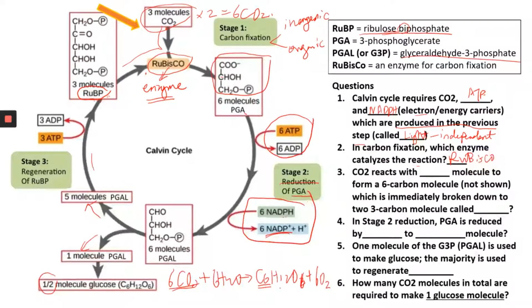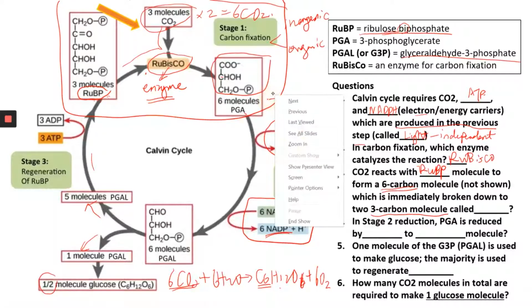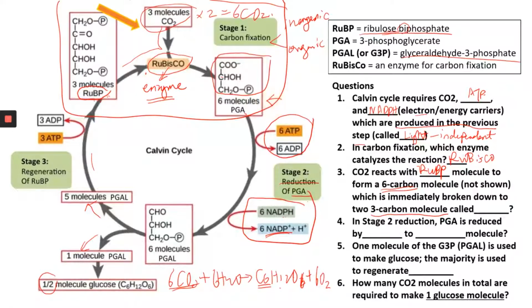Carbon dioxide reacts with which molecule to form a 6-carbon molecule, but it's not shown in the picture. But this 6-carbon molecule will immediately be broken down to 3-carbon molecules. So it describes this step right here. So the carbon will react with the ribulose biphosphate, so RuBP. And then the 3-carbon molecule is actually over here. And you can see 1, 2, 3, right? 3 carbons, so that's PGA. So again, you don't have to memorize the names for each chemical because everything else is on this picture. So you can just give me the abbreviations.